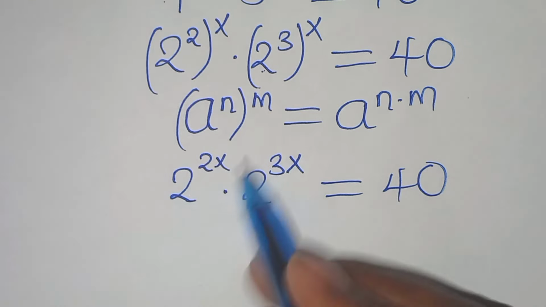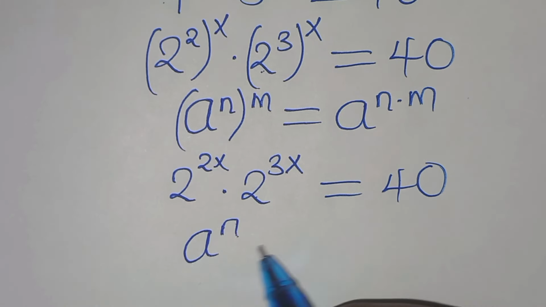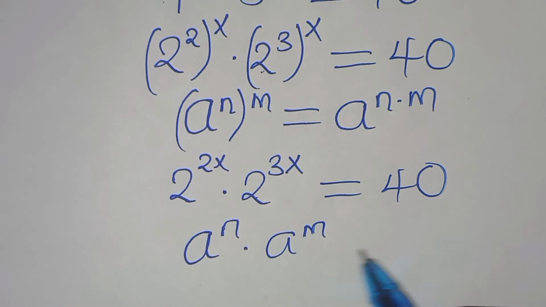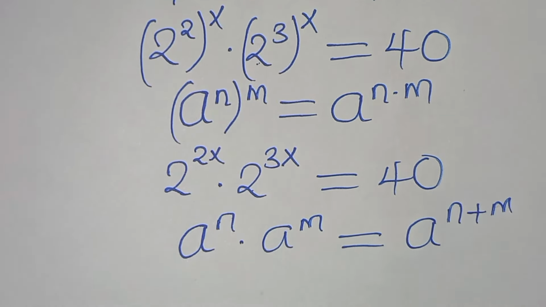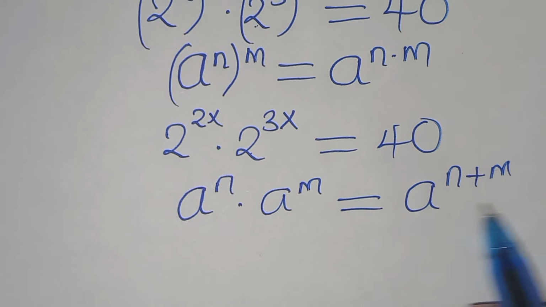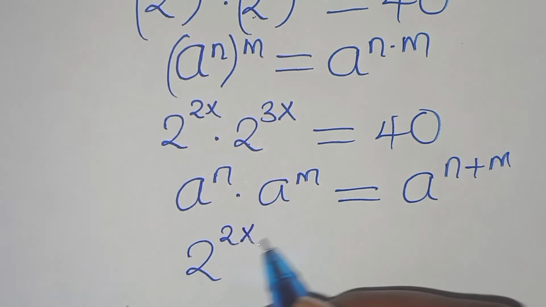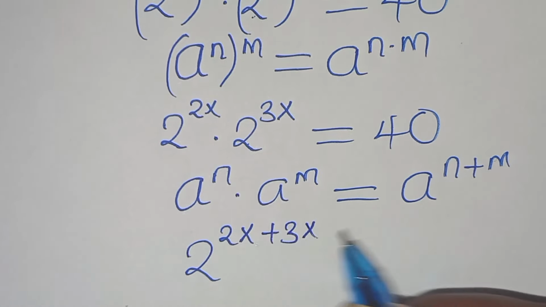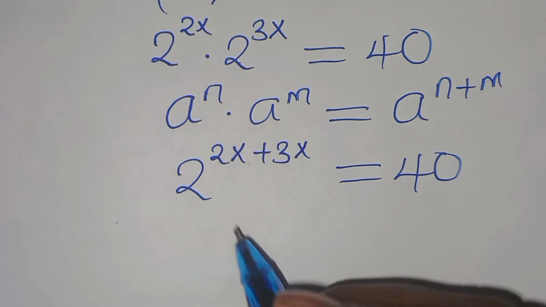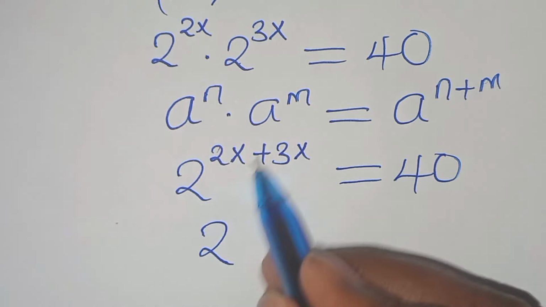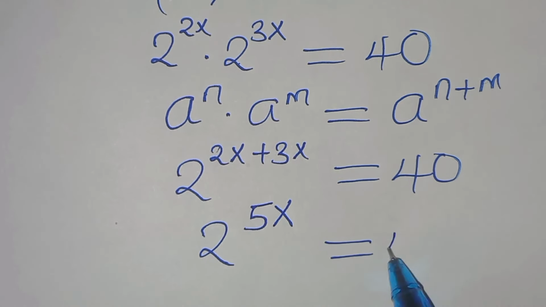Now, 2 to the power of 2x times 2 to the power of 3x. This is in the form of a to the power of n times a to the power of m, which we can express as a to the power of n plus m. Applying this exponent property from here, we have 2 to the power of 2x plus 3x. This is equal to 40. Now, here we have 2 to the power of 2x plus 3x. This is equal to 5x. This is equal to 40.